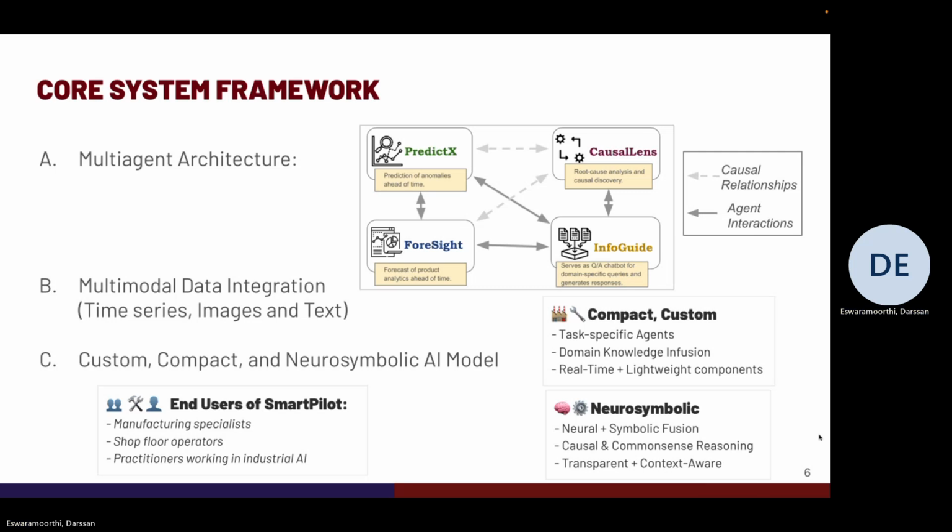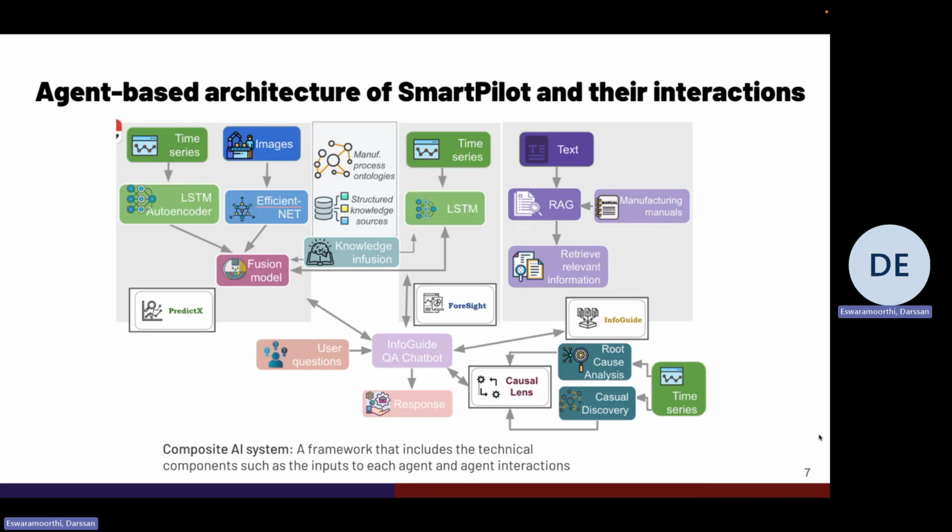The system also features multimodal data integration, such as sensor data, images, and documentation, which are all fused in a standardized internal schema. Finally, we have our neurosymbolic core, which enables agents to combine statistical learning with symbolic rules. This is key for explainability, which is critical in industrial AI applications where every detail matters. So this is an overview of the architecture that I'll be going over next. This is how PredictX, InfoGuide, Foresight, and Causal Lens interact on a surface architecture level.